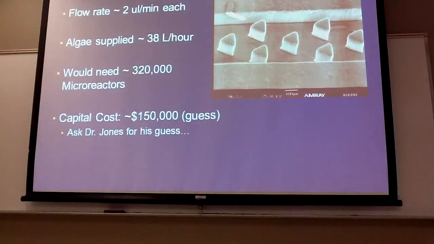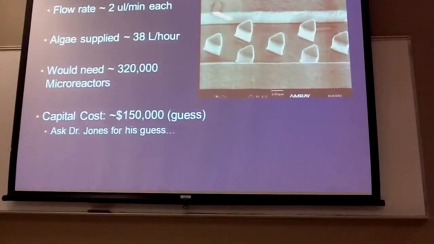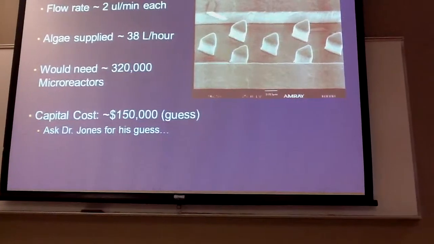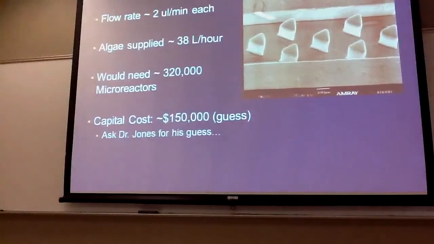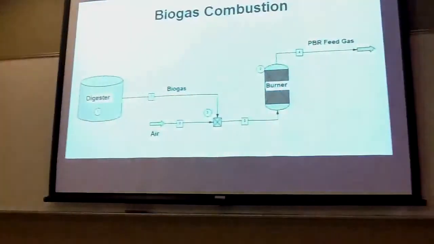And from Moccasin Bend, we can produce about 38 liters per hour of algae. So if you were to go with those flow rates, we would need approximately 320,000 microreactors, which sounds like a bunch, but I'd have to talk to Dr. Jones still about this, but I'd estimate the capital cost around about $150,000. So not for sure that'd be cheaper than a conventional reactor, but we can do things a lot quicker. So reaction time would be much less, but we're still trying to figure out the capital cost of a normal size reactor for comparison purposes.